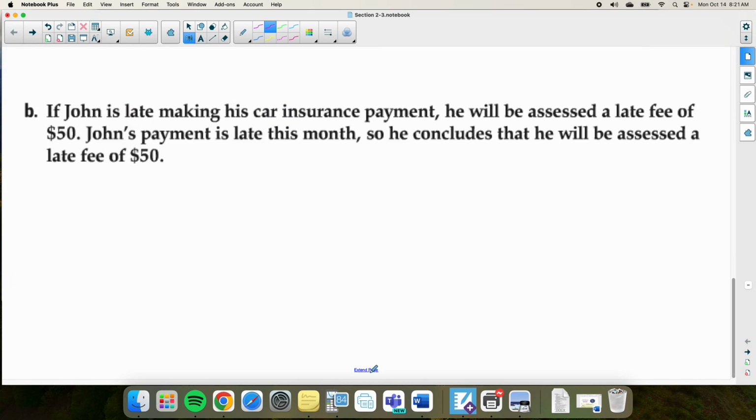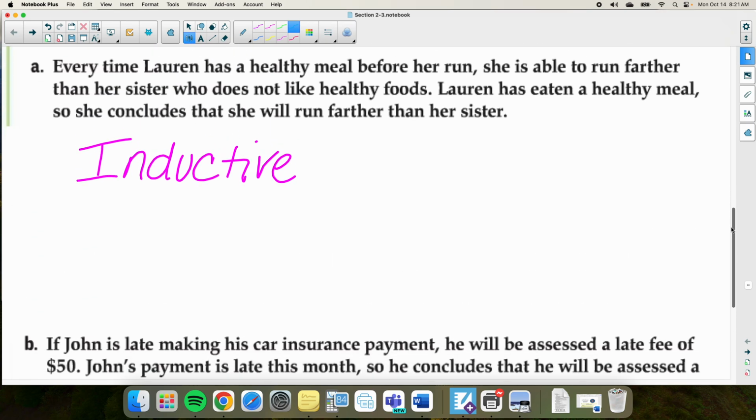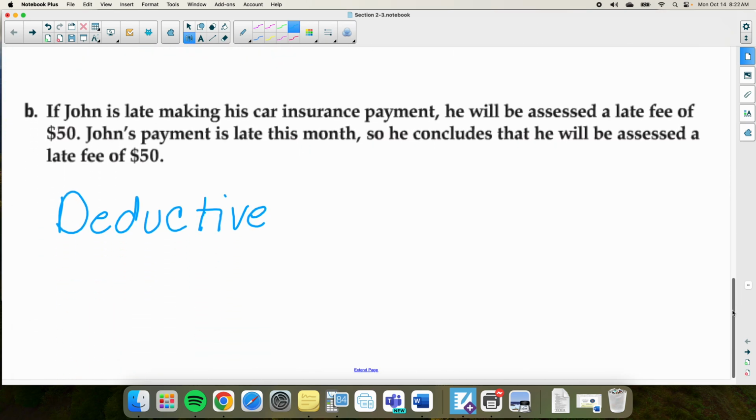Now if you look down here, it says, if John is late making his car insurance payment, he will be assessed a late fee of $50. John's payment is late this month, so he concludes that he will be assessed a late fee of $50. Is there some type of rule in this one? There is, right? And that is the case with different payments. If you are late, you do get a late fee. So this one is deductive, okay? So inductive if there is no rule, deductive if there is a rule, okay?